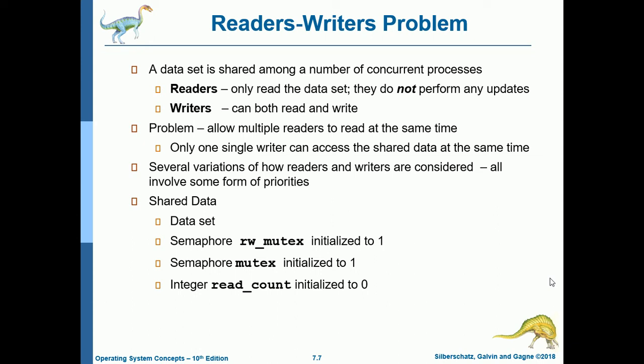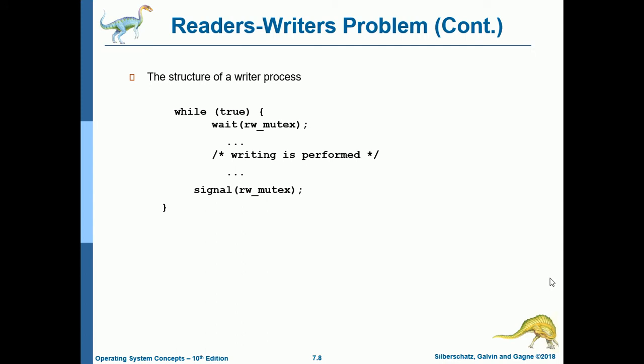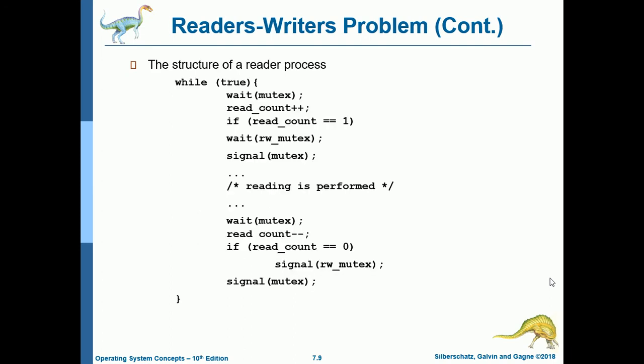So these are the shared data: the data set, the semaphore rw_mutex initialized to 1, semaphore mutex initialized to 1, and integer read_count initialized to 0. This is the structure of a writer process, having a while loop. It also uses wait and signal on the semaphores. And then we also have the structure of a reader process, which also uses a while loop.